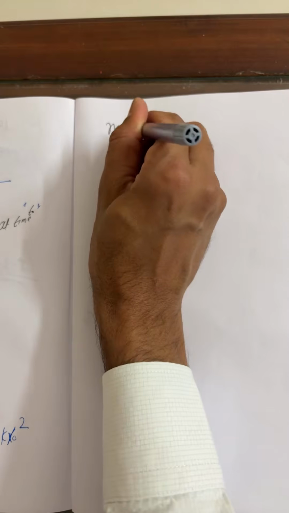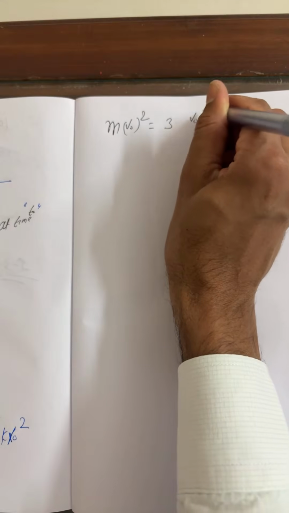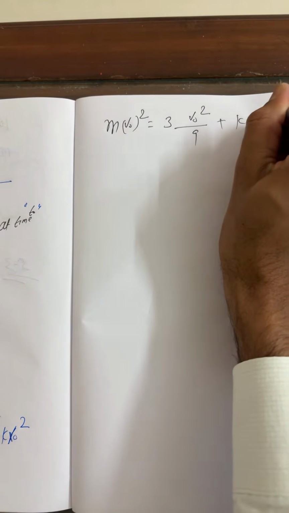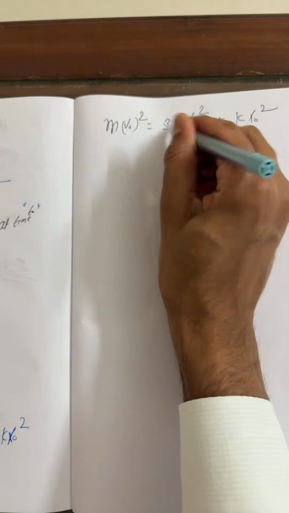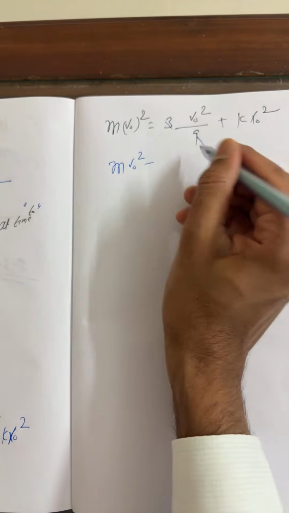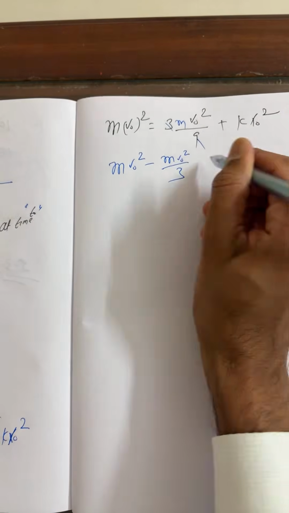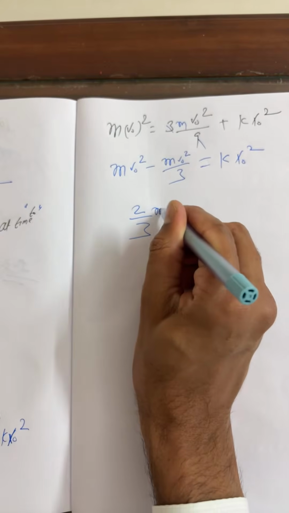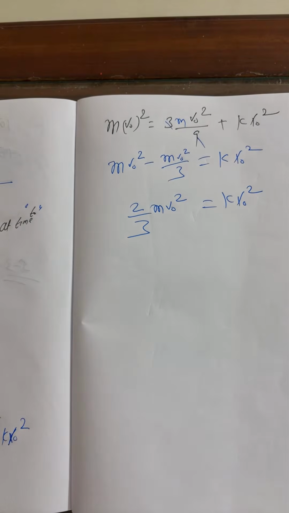So this is m v naught square equals 3 v naught square upon 9, plus half k x naught square. Now listen: 3 by 3 is 9, so this gives m v naught square by 3 on the left, with the half missing, which equals k x naught square. So 2 by 3 m v naught square equals k x naught square.